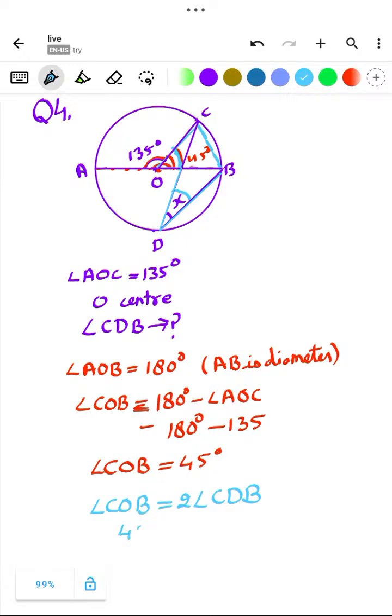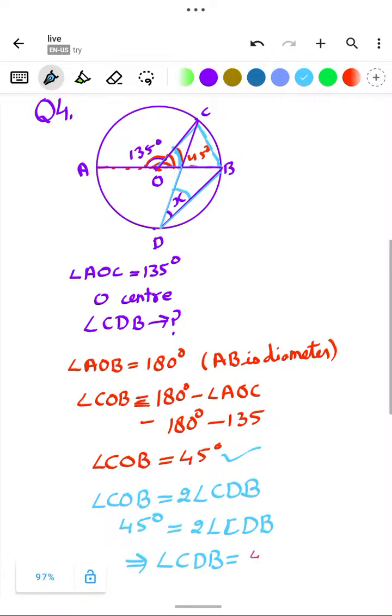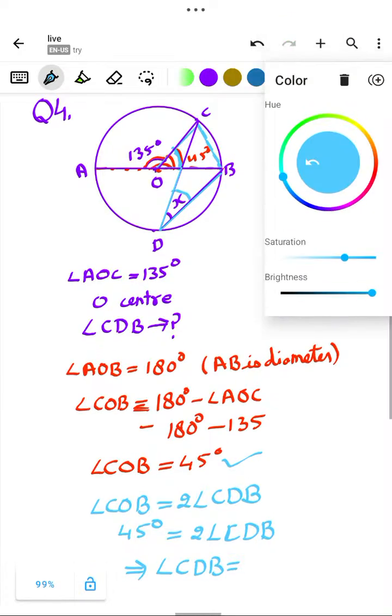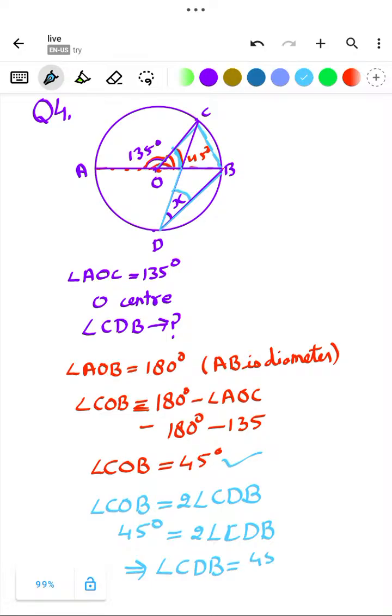So this is 45 degree. This we have calculated here is equal to twice of angle CDB. This implies angle CDB is equal to 45 divided by 2, that is 22.5 degree.